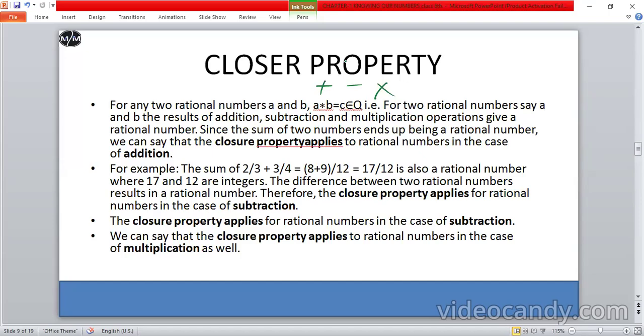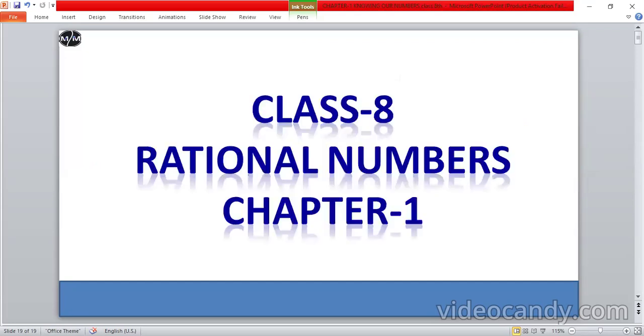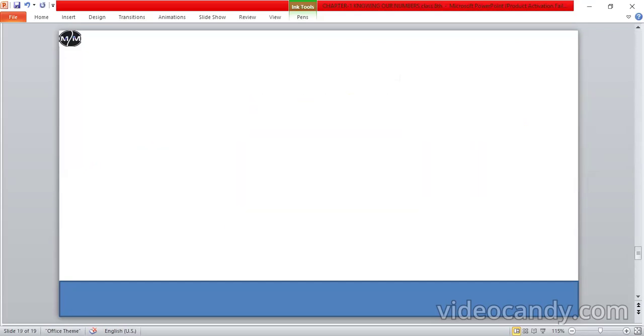It means the result of the operation is also a rational number. For two rational numbers a and b, the result of addition, subtraction, and multiplication operations gives a rational number. So closure property is for addition, subtraction, and multiplication.